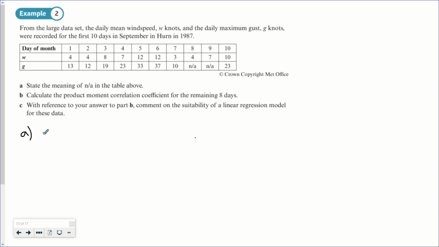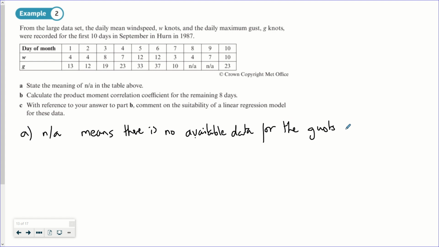So NA stands for non-applicable, and this means that we don't have data for this day for the wind gusts. So it means there is no available data for the gusts on those 2 days.